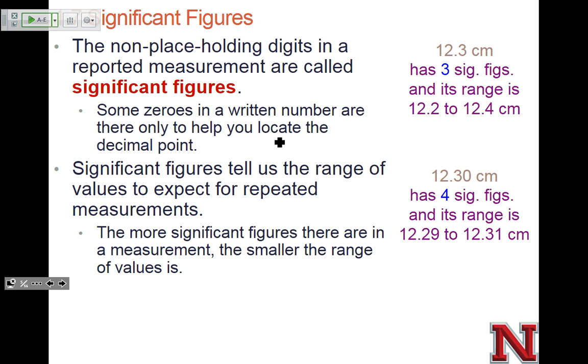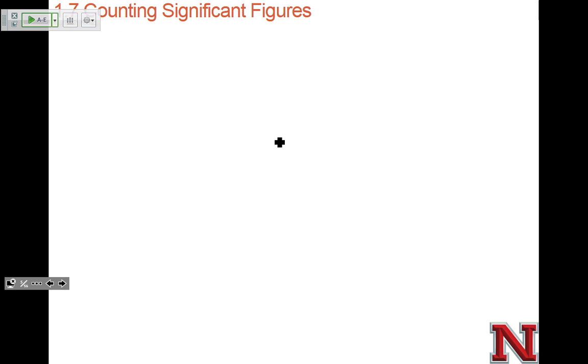For example, 12.30 has 4 significant figures, and it ranges from 12.29 to 12.31, so that uncertainty is in the hundredths position. So that's a much smaller range than the above range, which is in the tenths position. We have a much smaller measurement range. And that's likely from the fact that we used a more sensitive instrument to measure that amount.